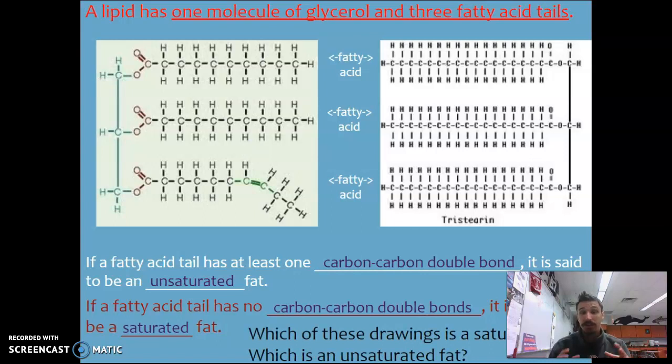Now, which of these drawings is a saturated fat and which is an unsaturated fat? Exactly. This is your saturated fat, no carbon-carbon double bond, and you can tell that because there's no kinked tail, there's no curved tail. And over here, this is an unsaturated fat because we have our carbon-carbon double bond and we have our curved tail.